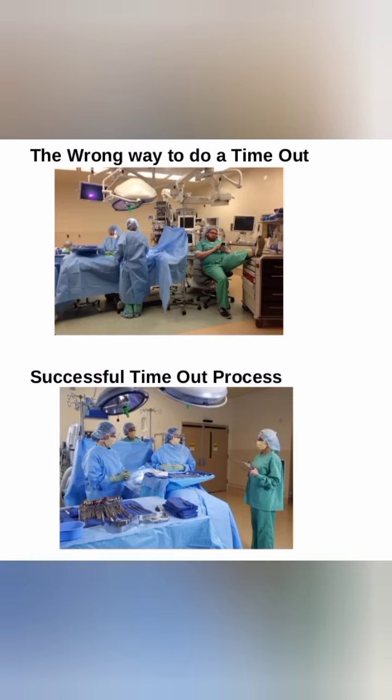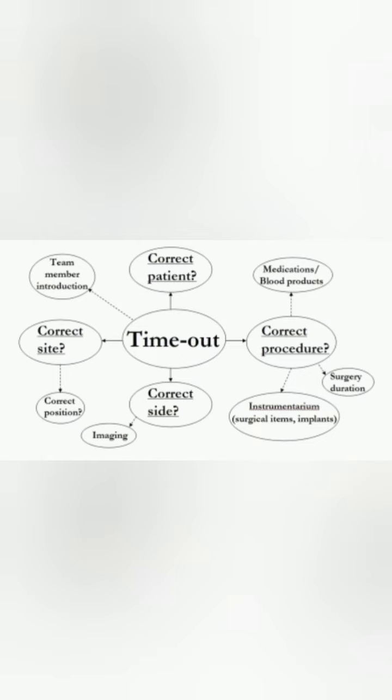Now guys, look at this picture. In this diagram there are two pictures. One is the wrong way to do a timeout and the other is a successful timeout process. So in the successful timeout process, the nurse has reviewed everything, the key concerns for recovery and management of the patient. So this is the flow chart showing the correct way of doing timeout. The team will check whether the patient is correct. They will check medications and blood products, the correct procedure, the surgery duration, the instruments that have been used, the correct site, images, and correct position, and every team member will introduce themselves.